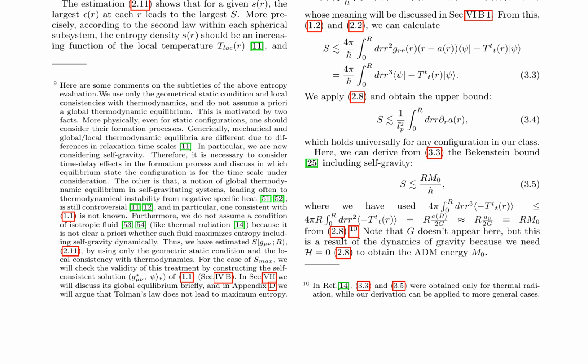By considering a static spacetime with no trapped surface, an upper bound for the entropy, S[g_μν, R], is derived. This bound is universal for any configuration in the class and encompasses the Bekenstein bound, incorporating self-gravity. Notably, a quantum constituent at R must be at least its wavelength out of the Schwarzschild radius, A(R), to constitute part of the system.